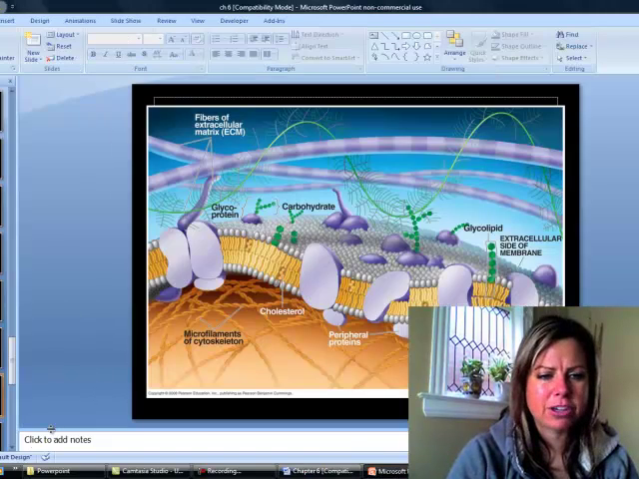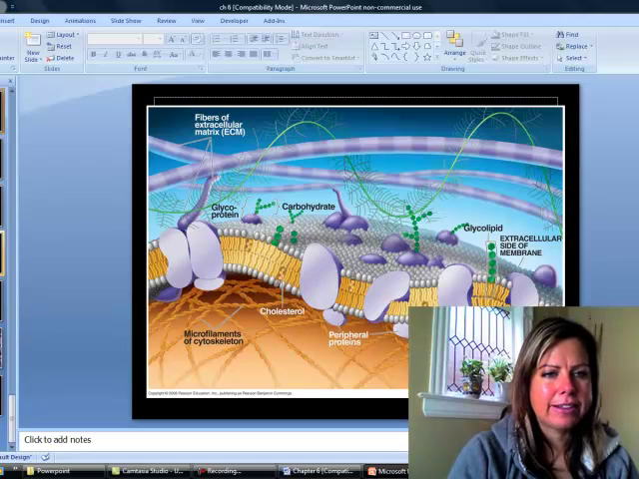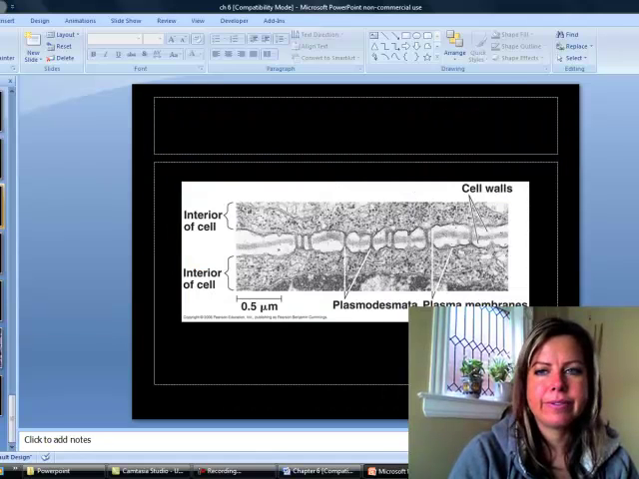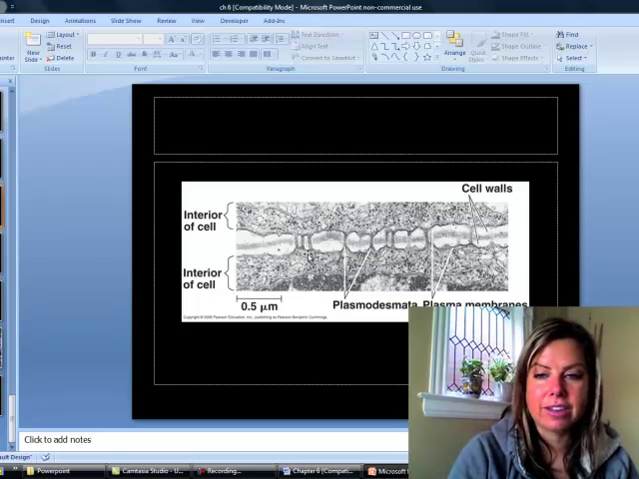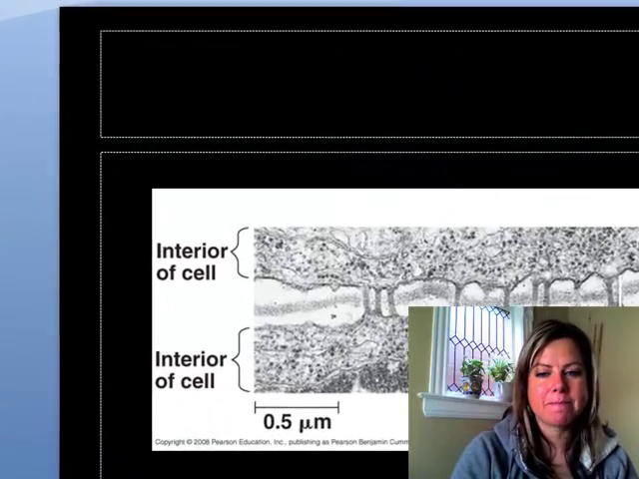And I think I've got a picture. Oh, yes, I do. There we go. So this big thing is going to be a cell, and then this big thing is a cell, and then these little things in between are plasmodesmata.